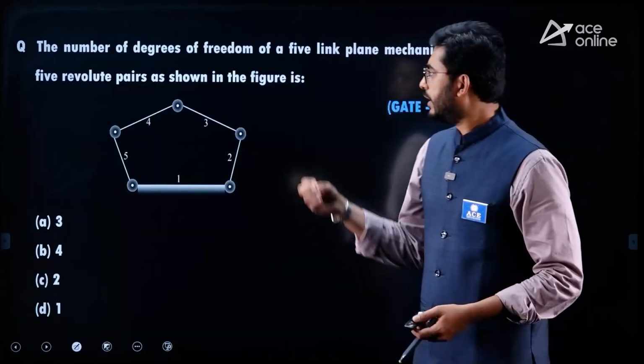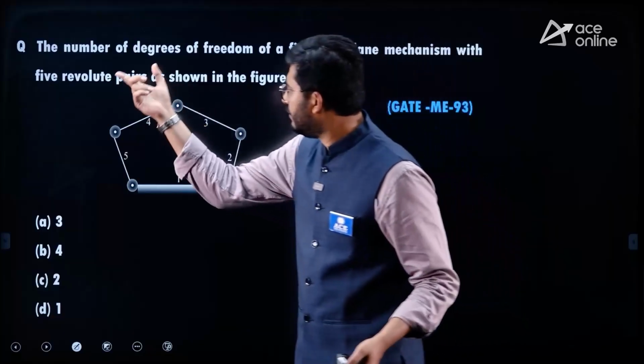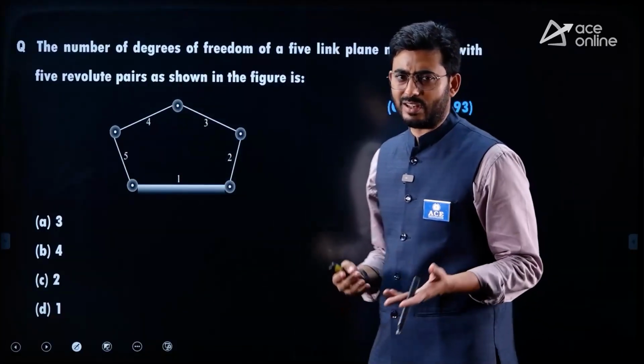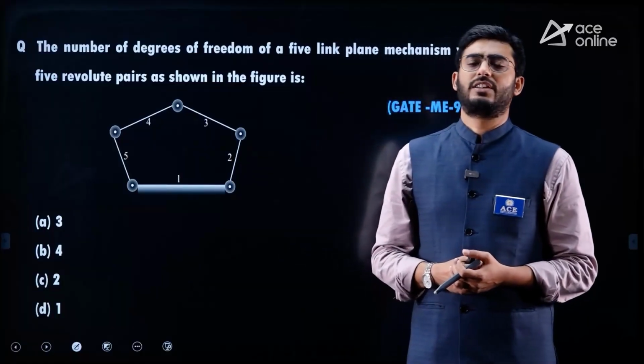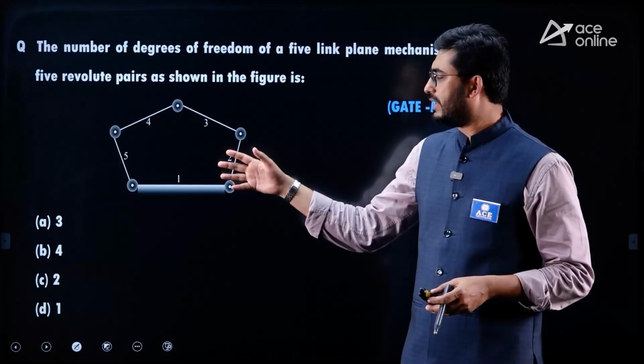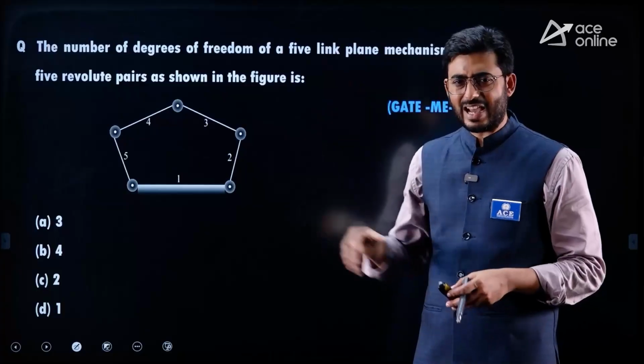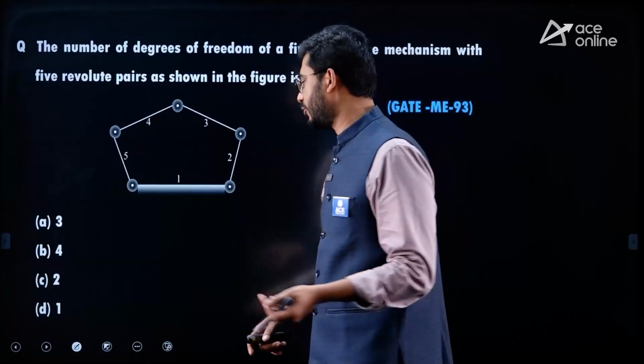Just straight away try to read the keyword, one of the keywords, number of degrees of freedom, which is more or less talking about the mobility of the mechanism. So that's how you'll be able to save time. Rather than reading the question, just see the diagram itself and try to extract the information from there.